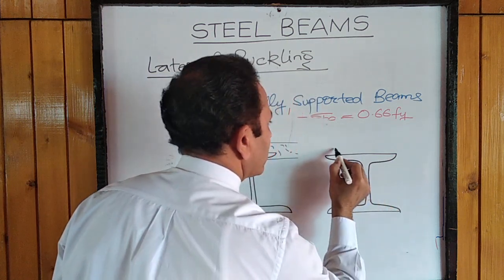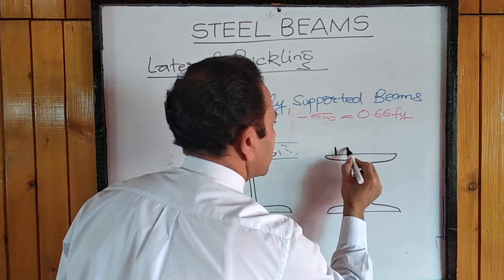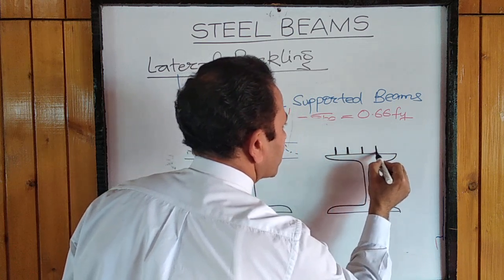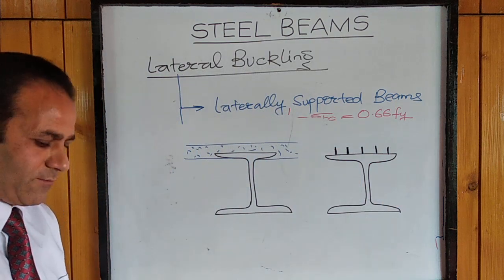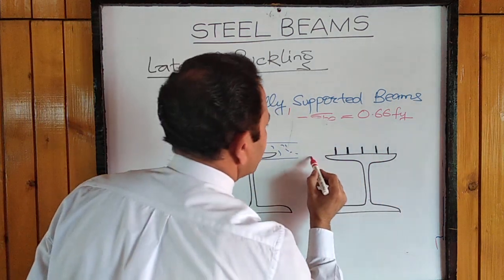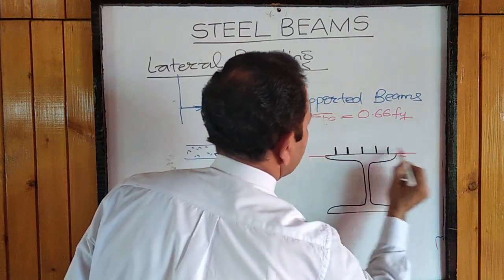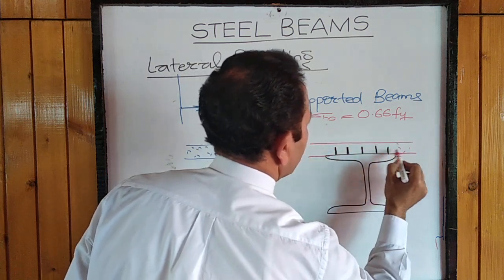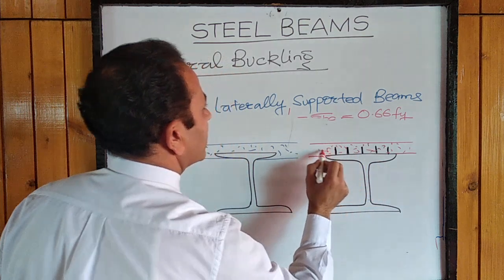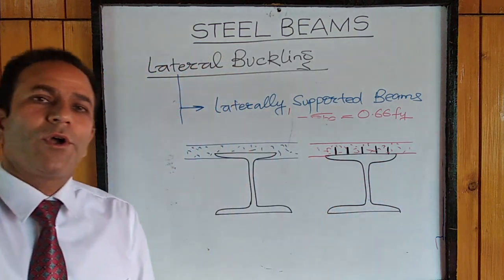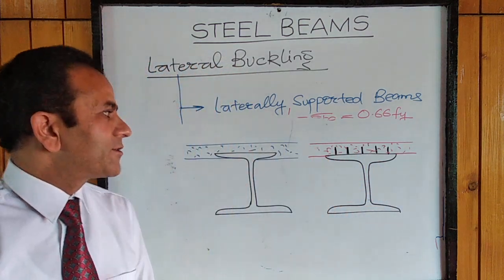If we have studs welded to the compression flange of the beam, and these studs get embedded into the concrete slab, even then it is laterally supported, and we can take the benefit of 0.66 times Fy as the bending stress.